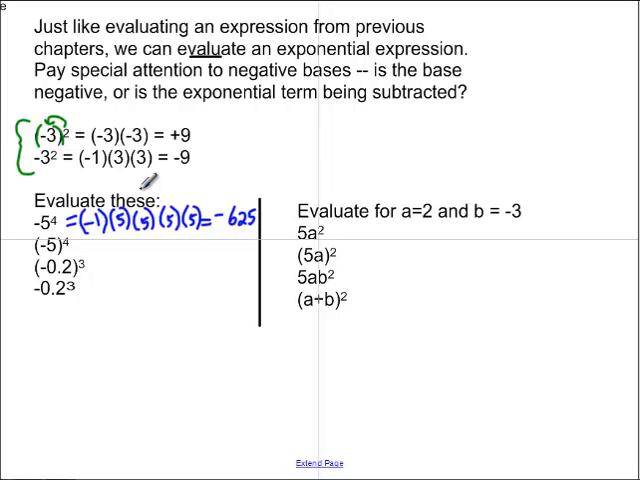Alright, so we've got a couple more expressions. We've got -5. Now this is in parentheses. That means that this parentheses is the base. Everything inside that parentheses is the base. 4 is our exponent working on everything that's inside that parentheses, working on the base. So this would be -5 as our base multiplied by itself 4 times. So it's -5 times -5 times -5 times -5. All the negatives come out to a positive sign, so that's positive, and then 5 times 5 times 5 times 5 is positive 625.